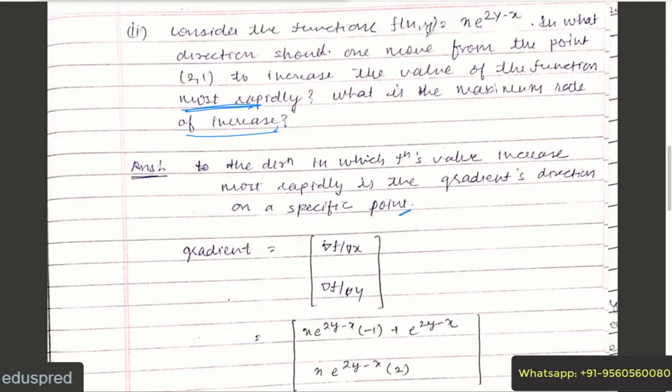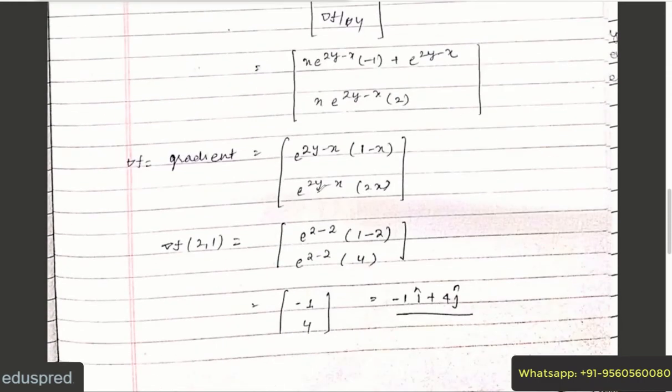The gradient of f(x, y) is this, that is the partial derivative of f with respect to x and the partial derivative of f with respect to y. So differentiating with respect to x, I will get x multiplied by e^(2y−x) multiplied by −1, plus e^(2y−x). And when you partially differentiate with respect to y, which means you are keeping x constant, the partial derivative is x e^(2y−x) multiplied by 2. Now solving this, your gradient becomes (e^(2y−x)(1 − x), e^(2y−x)·2x).